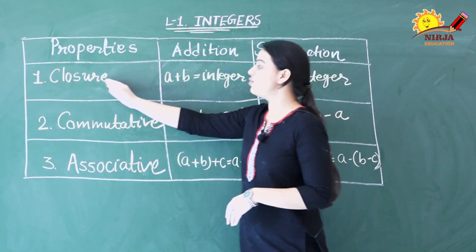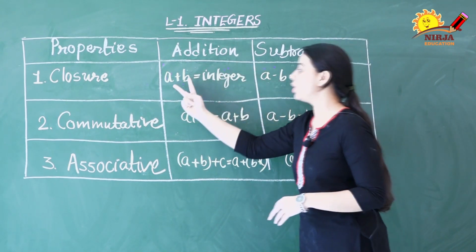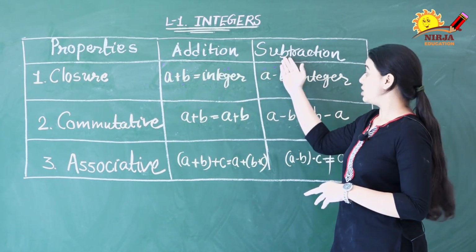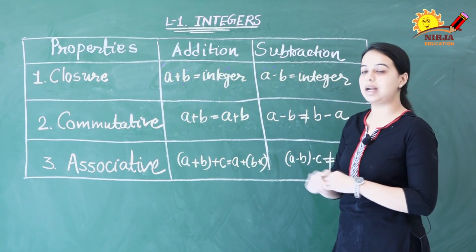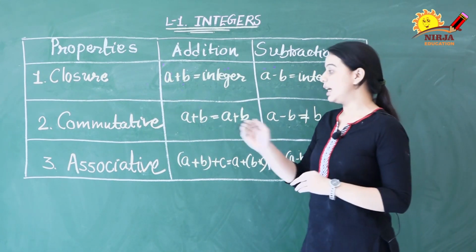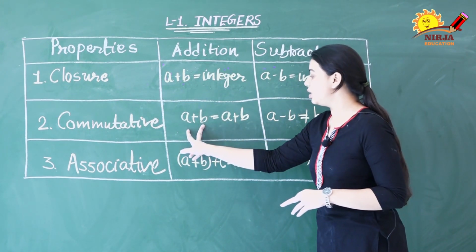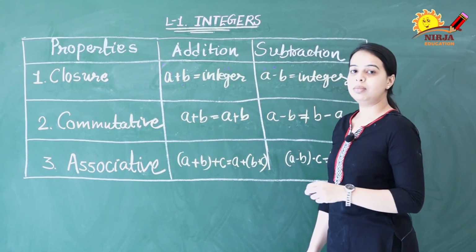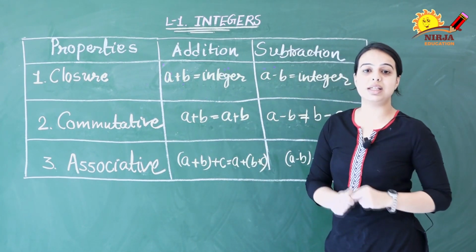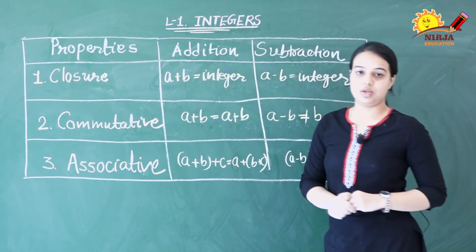So let's see the very first property, that is closure property. For addition, if we add any two integers, then the result will be an integer. For subtraction also, if we subtract any two integers, then the result will be an integer. Second one is commutative property. If we add any two integers in any order, then the result will remain the same. That means we can say addition is commutative for integers.